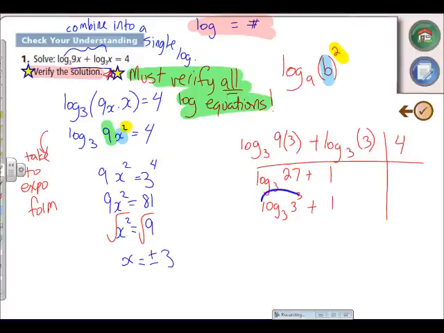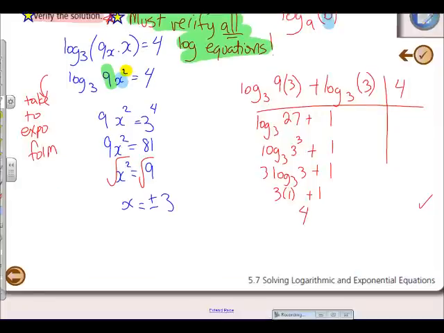Bring that exponent in front, which gives us 3 log base 3 of 3 plus 1. Log base 3 of 3 is 1, so that's 3 times 1 plus 1. That's 3 plus 1. That's 4. That's good. So x equals 3 is a solution. Let's check out negative 3. I'll change colors here, and let's plug her in.